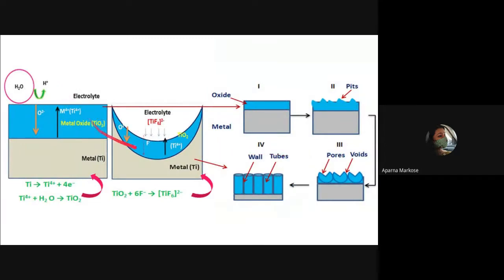So this is what basically happens. You can see this is the formed titanium dioxide. This is the titanium metal and it is in the electrolyte. So you just roughly need to see this, so that when I talk in the later slides you will understand.